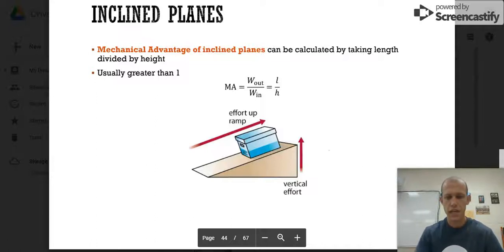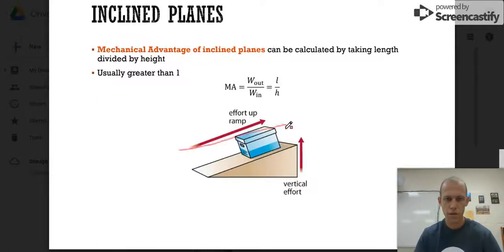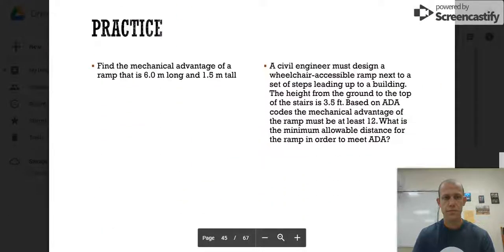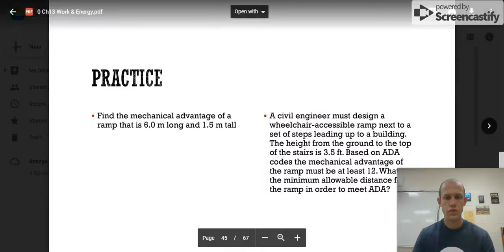So this is our length right here, and this is our height right here. The problem with inclined planes is usually they're accompanied by something called friction, and that makes it a little bit more difficult. But if it was just frictionless, inclined planes are great because it reduces the work by a significant amount. So let's do some examples.